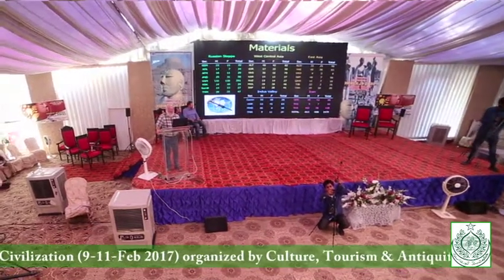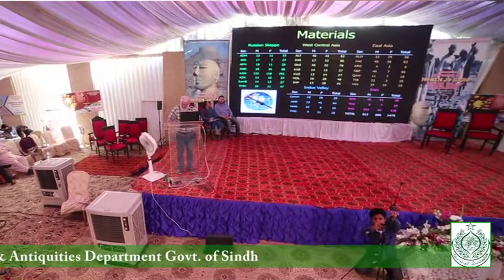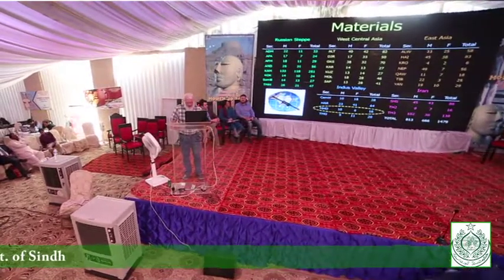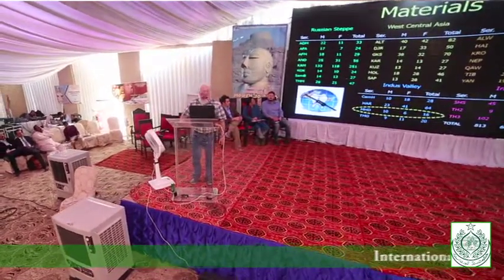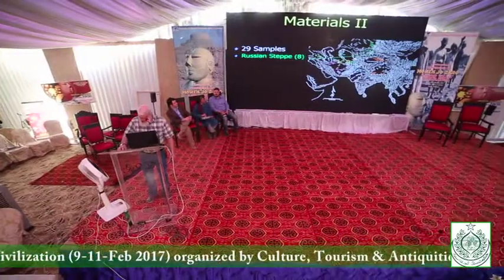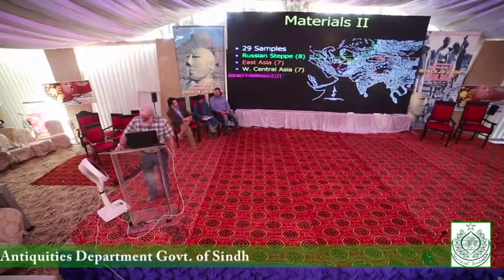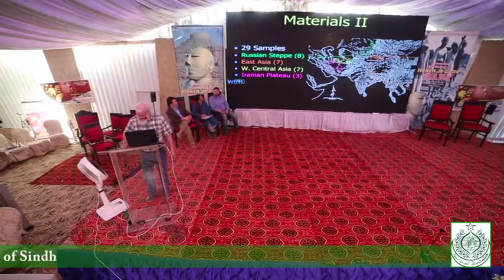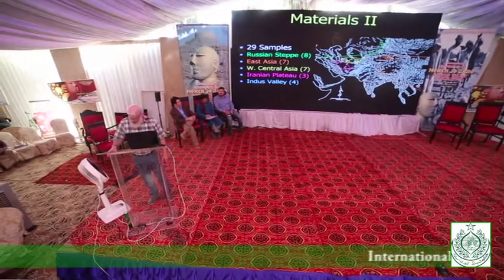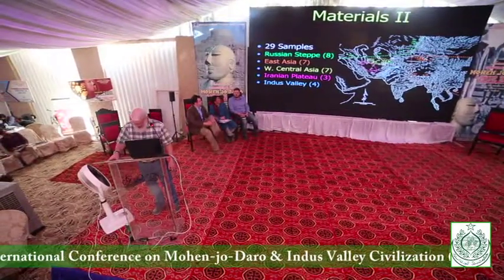Unfortunately, the state of preservation of these remains is poor, and some were sub-adults at the time of death. Consequently, the crania of only 16 adults from Mohenjo-Daro could be compared to a battery of 1,463 adults from 29 prehistoric and living samples. These samples include 8 from the Russian steppe in green, 7 from East Asia in orange, 7 from West Central Asia in yellow, 3 from the Iranian plateau in magenta, and 3, plus of course Mohenjo-Daro, from the Indus Valley in blue.